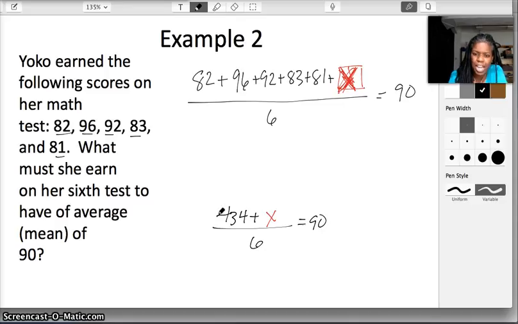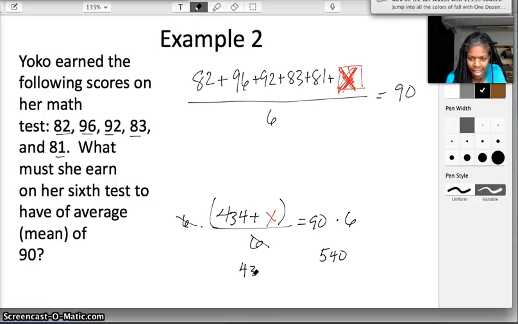So what we need to do is undo what's happening to X. The first thing we're going to do is get rid of this 6, and then we're going to get rid of the 434, because this whole thing is being divided by 6. So we're going to undo that. To undo that, I'm going to multiply both sides by 6. 90 times 6 is 540.